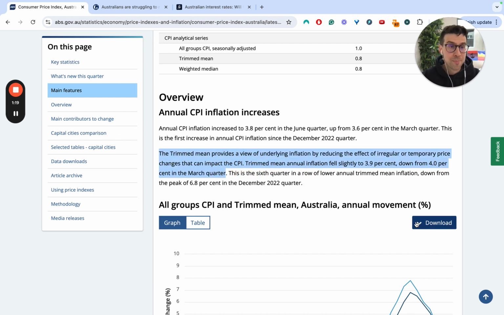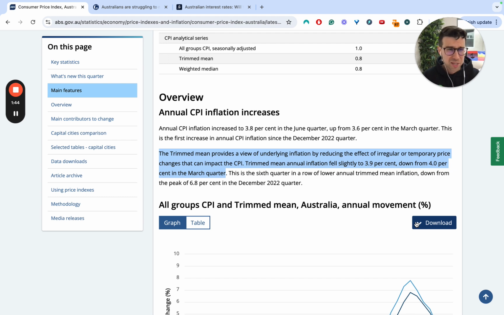Now, the trimmed mean basically takes the top 15% and the bottom 15% of price changes and gets rid of them. What's left, they take the mean. And what that is meant to do is remove the effect of these one-off temporary price changes so you get a much better underlying long-term measure of what the state of inflation is in the economy. Now, this has fallen. This went from 4.1% in the December quarter to 4% in the March quarter to 3.9% in the June quarter. So it's going the right way.